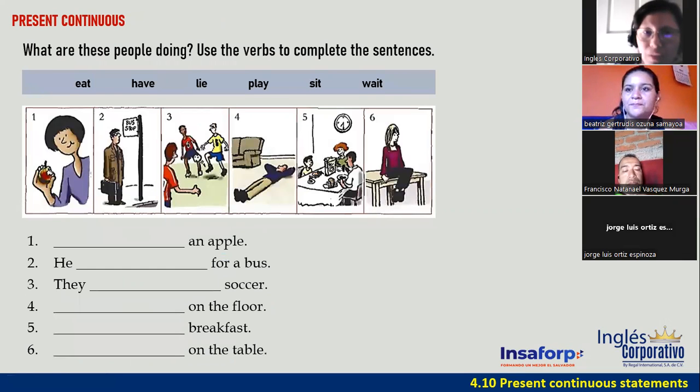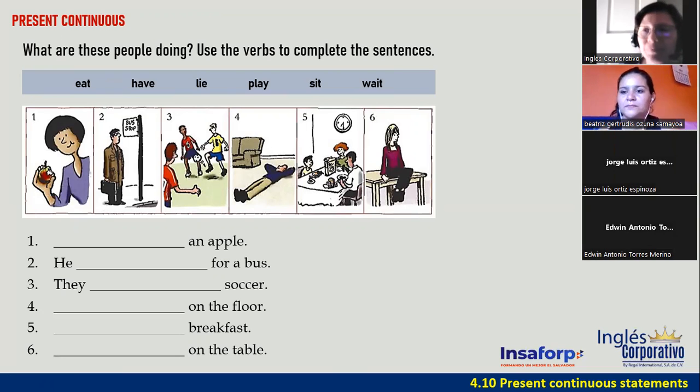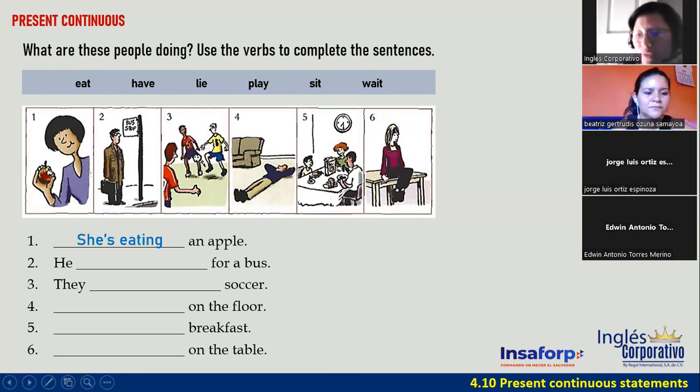Muy bien. Entonces, let's go ahead and answer the following exercises. Here we have, what are these people doing? Use the verbs to complete the sentences. We have eat, have, lie, play, sit, and wait. So we have here 6 sentences. Okay. So what about number 1? What do you think is sentence number 1, guys? Number 1? Eating. Exactly, right? So in this case, it's she's eating an apple, right? She's eating an apple. What about number 2?